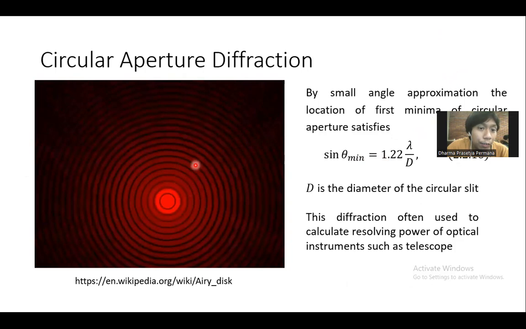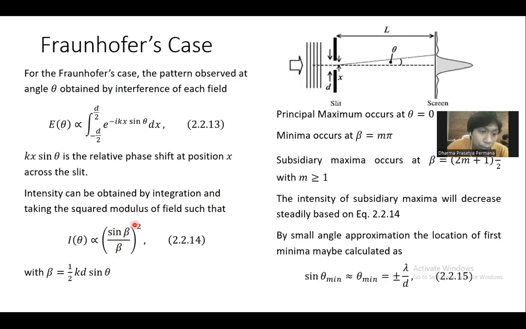This is the example when we use a circular slit, like a circular aperture of diffraction. You can see that the center of the screen has the brightest spot. This is the principal maximum. But as we go further in the radial direction from the center of the screen, the maxima become darker and darker. That's because, from this equation, sine beta divided by beta is just the sinc function. The sinc function has a graph like this, with decreasing amplitude.